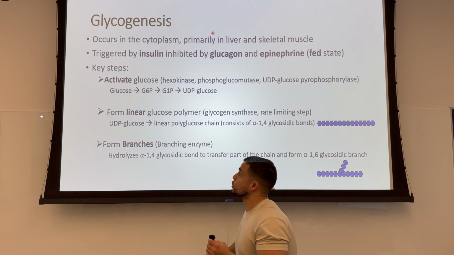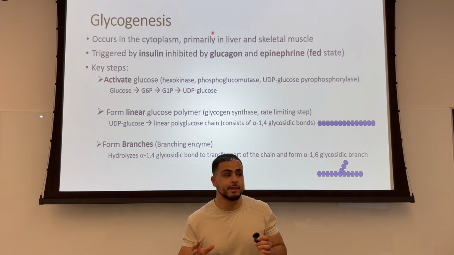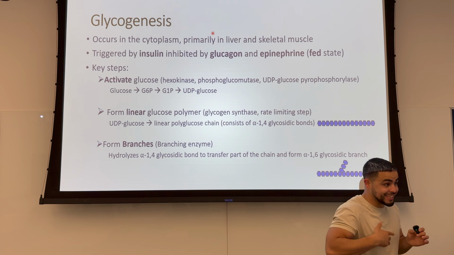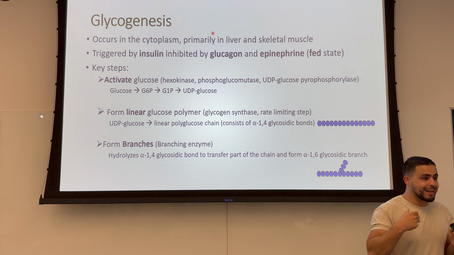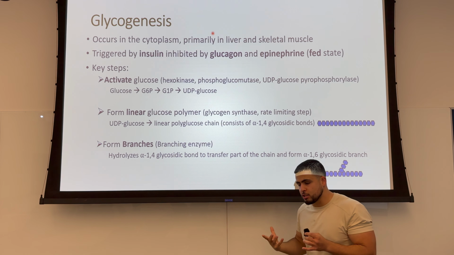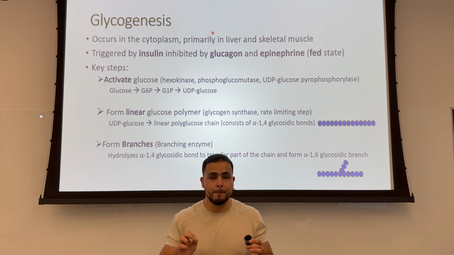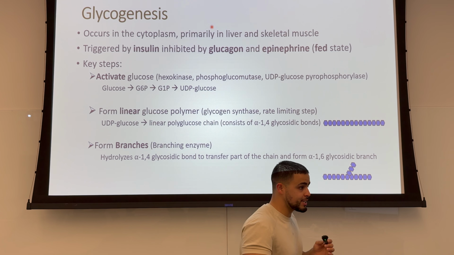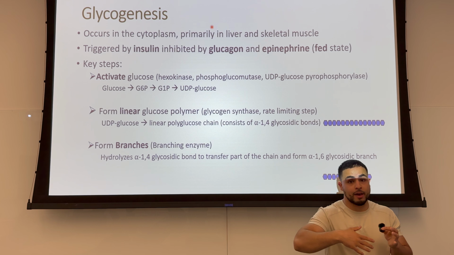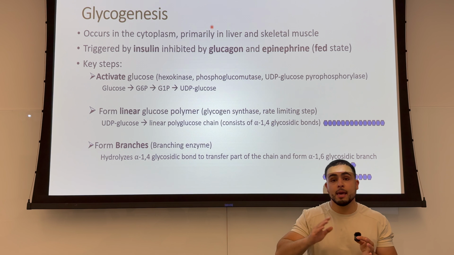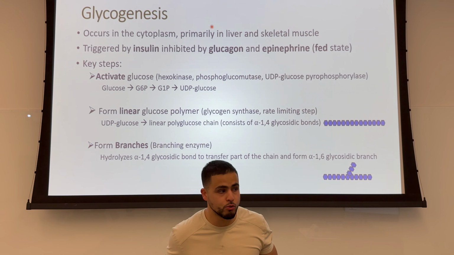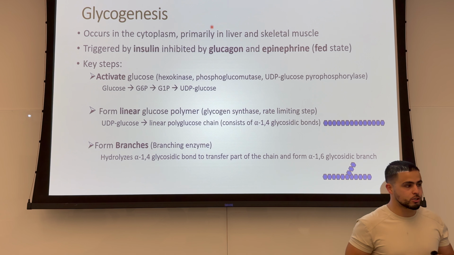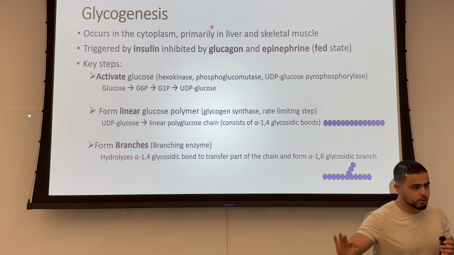All right, now let's shift gears and talk about glycogenesis. So glycogenesis occurs in the cytoplasm. It occurs primarily in the liver and skeletal muscle. So that's glycogen synthesis will occur in the liver and skeletal muscle. It's triggered by insulin, so you want to think about insulin being released in the fed state. So after you've had a meal, insulin will be released and you'll start storing away glucose because you have an abundance of it. And then it's inhibited by glucagon and epinephrine because those want to dump glucose into the bloodstream, which we don't want to do after a meal.